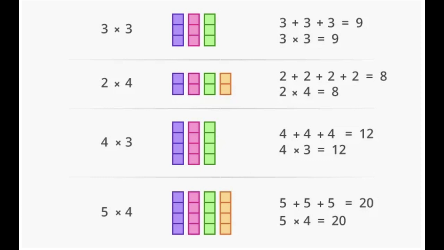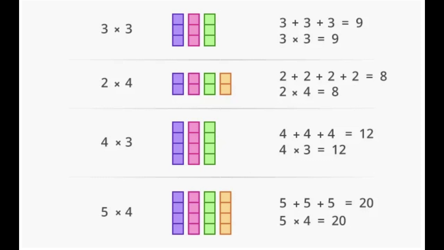So looking at the first one, 3 times 3, that's just the same thing as saying 3 added by 3 times. So it's 3 plus 3 plus 3, and you get 9. 2 by 4, it's the same thing as saying adding 4 2's together, and that gets you 8. And 4 by 3 is the same thing as saying adding 4 3 times. That's going to give you 12. And then 5 by 4, same thing as adding 5 4 times. So that's going to give you 20.